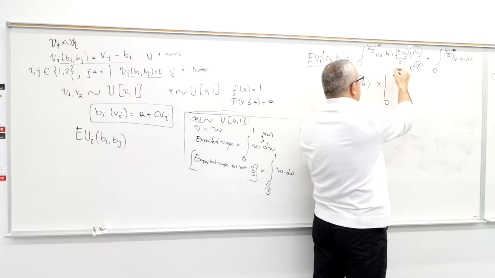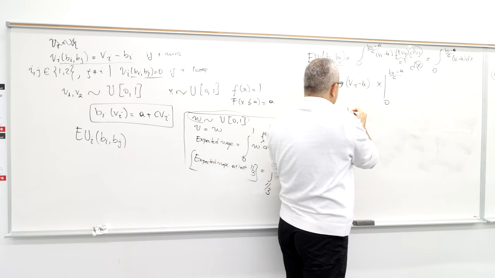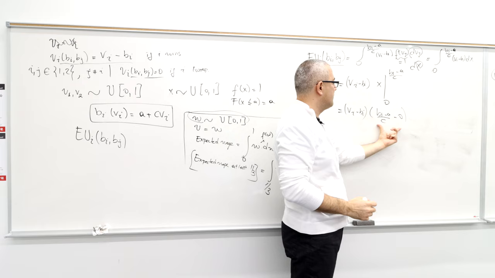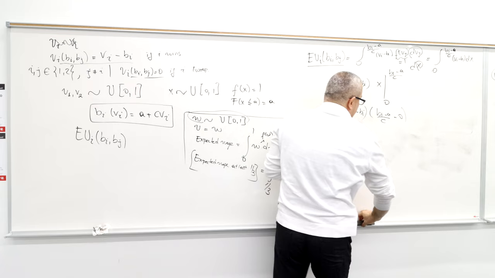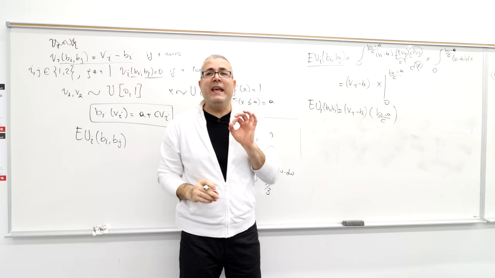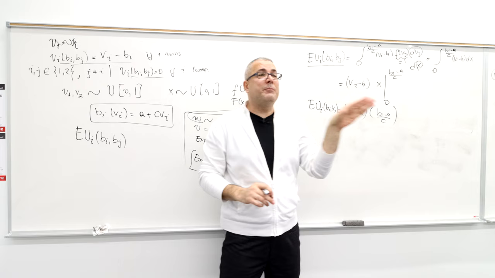So this is going to be vi minus bi, while x is going to be (bi minus a) divided by c minus, and x will also be 0. So I basically subtract these two. This is how we calculate the integral, and in fact you can just ignore the 0. So that's it. This is my expected payoff as player I. If I make a bid bi, this is in expected terms how much return I'm going to get.